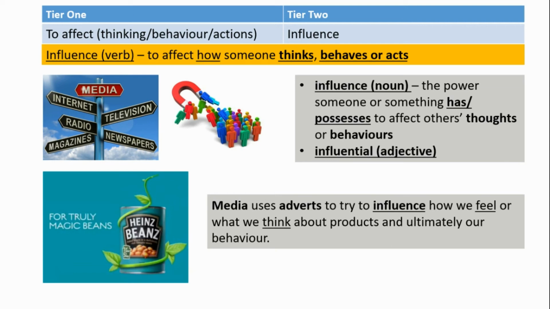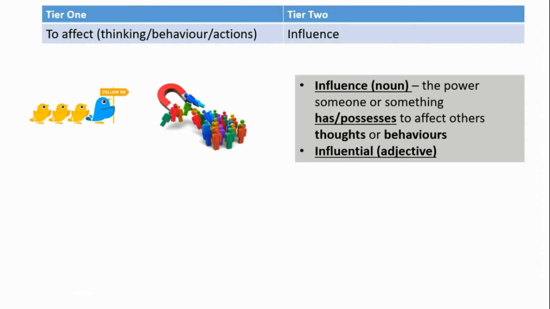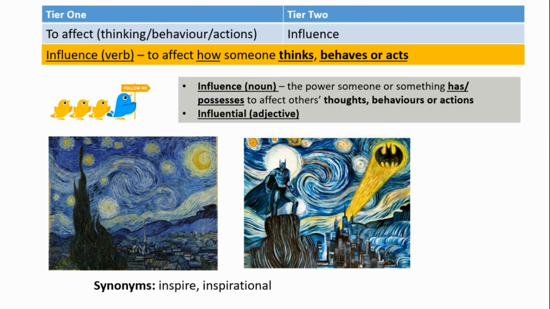So if we have a look at the Heinz Beans advert, we've obviously got a beanstalk there and it says "for truly magic beans". So it's making us think about that product, about how it can give us energy, or how it's trying to influence us in a certain way to look positively upon that product. Now, if we have a look here at these paintings, you can see that somebody has been influenced by another famous person's picture. Which one do you think is the original and which one do you think is the new piece of painting, and why do you think that is?